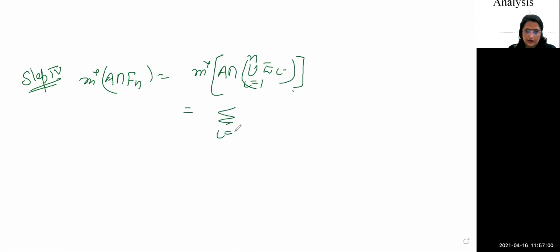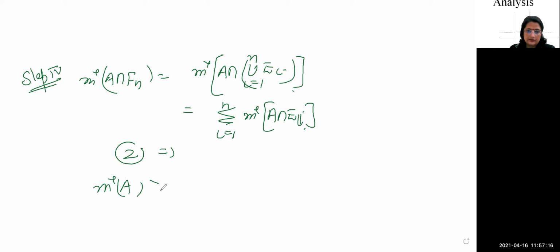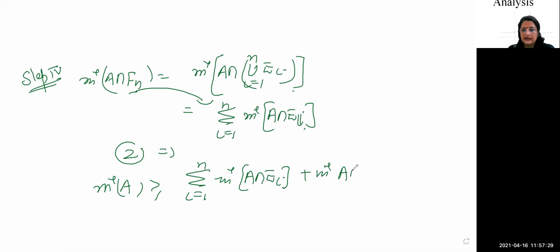So this is summation i running from 1 to n, by the property of measurable sets we have already done in the previous theorems. So we have summation i running from 1 to n m star. So m star A is greater than or equal to, यानी इस Fn की जगह पे हमने ये लगा दिया. This is summation i running from 1 to n m star A intersection Ei plus m star A as it is. This will remain as it is, A intersection E complement, right?